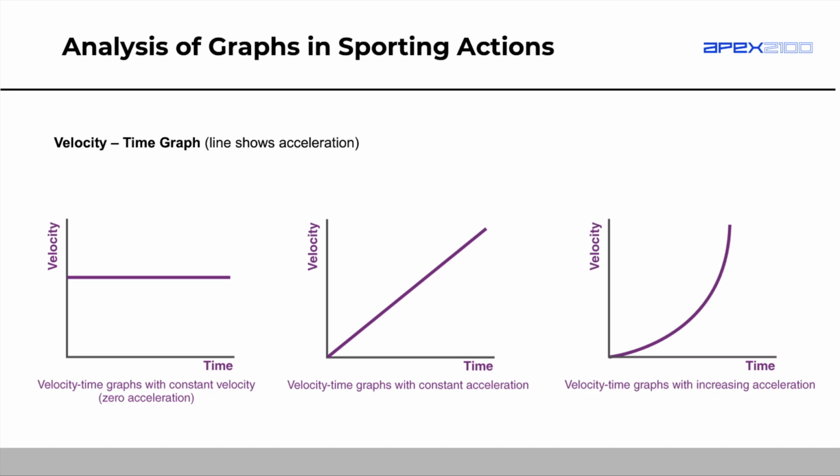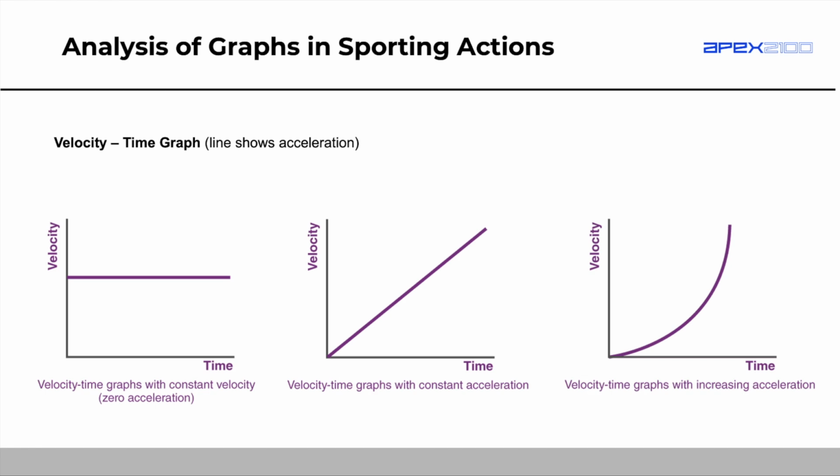In graph number 2, we have a straight diagonal line there. So as time goes on, the velocity increases at a steady rate. So we've got steady acceleration, where the velocity is increasing at the exact same rate over time. So think like putting your foot down in a car, and as you press down, you're going faster and faster and faster and faster. You're increasing your velocity, you're accelerating at a constant rate.